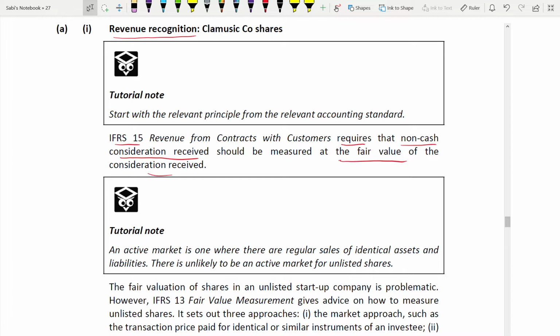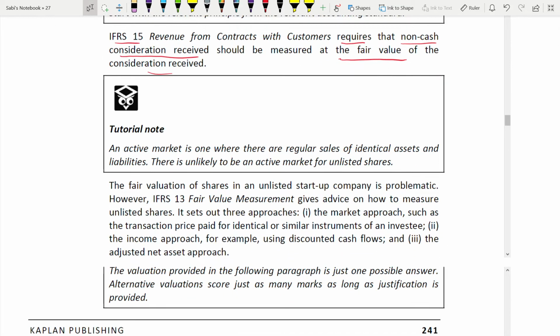It is not cash at all. It's shares that they are receiving. So how do you recognize revenue in terms of shares? Okay, you recognize it at the fair value of the consideration received. Understand? That means the fair value of the shares that you have received is what you are recognizing revenue at.